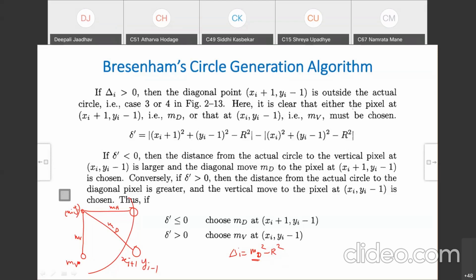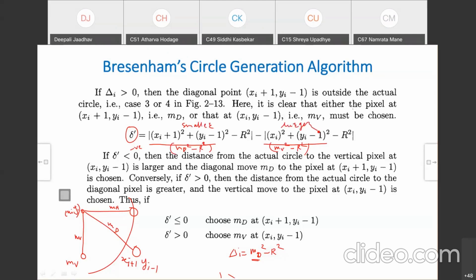So in that case, we calculate a small delta dash I. Another symbol is used there, delta dash I. Now again, we subtract: this one is MD squared minus r squared and this is MV squared minus r squared. In that, if it is negative, negative means it is smaller and this is larger.